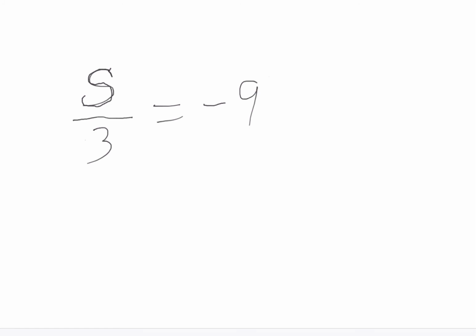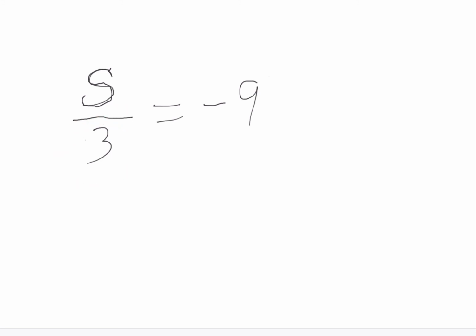I need to isolate this variable. How do I isolate the variable? I use inverse operations. So what operation is happening here? It's division, okay? Because it's a fraction. Fractions are division. This is s divided by 3. So what is the inverse operation of division? Multiplication. So that means I'm going to multiply by 3 because I want to get rid of it.